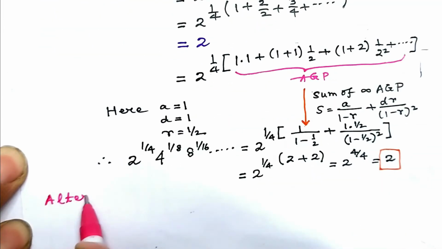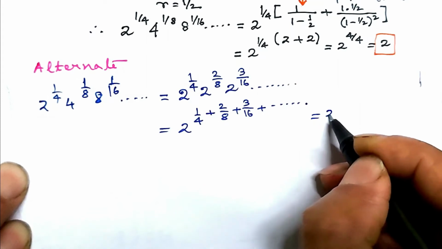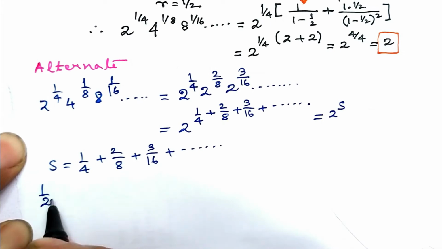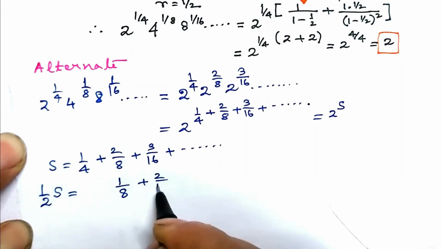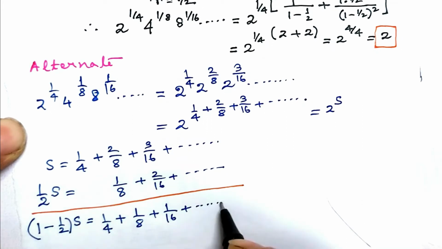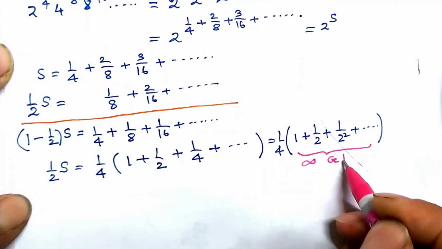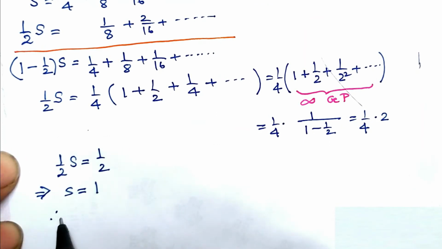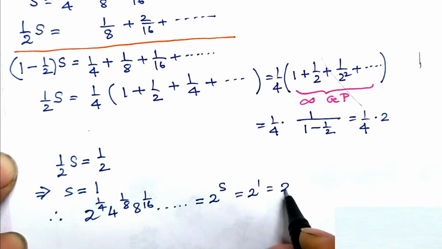2. Alternately, let us write it once again and construct the series, call it S. So S is equal to, now multiply S by half and write the terms with a shift of one place to match the corresponding terms of S. Take difference to get. Take 1/4 common and we end up with an infinite GP. So S is 1 and hence the given series is 2 to the power 1. So the answer is 2.